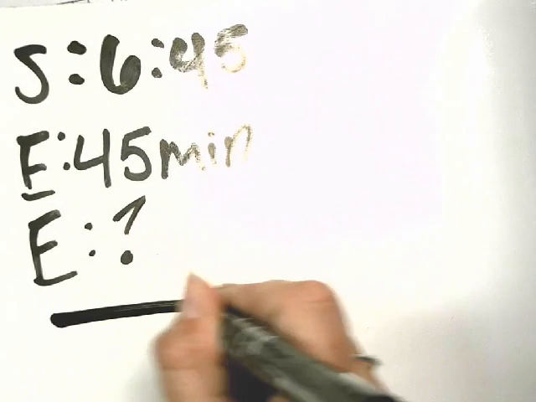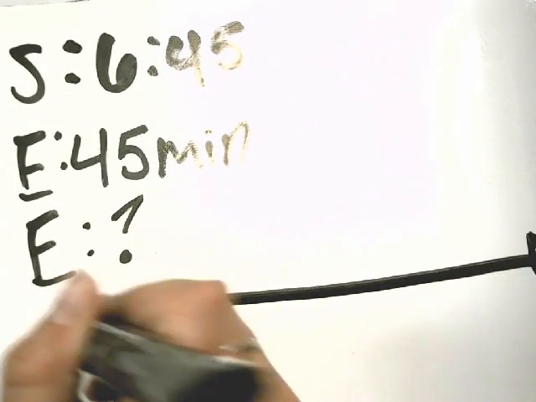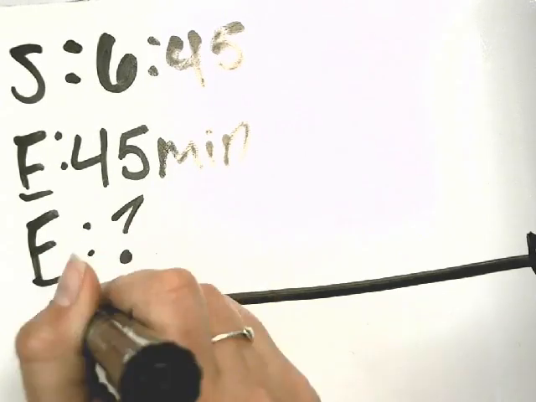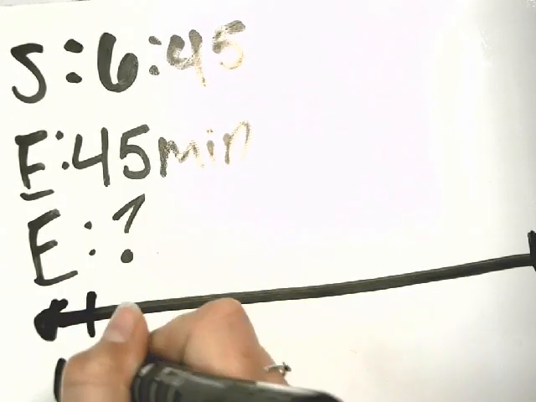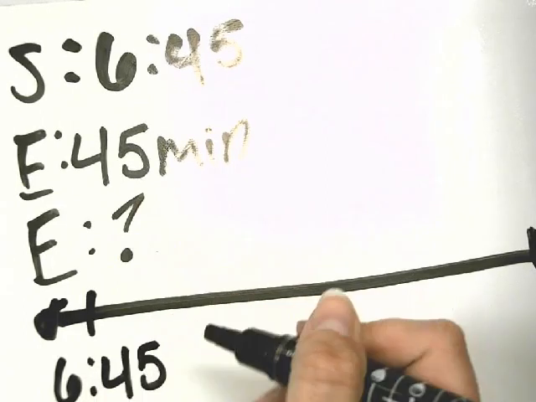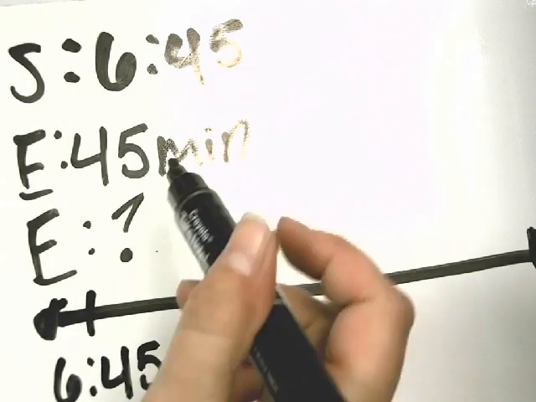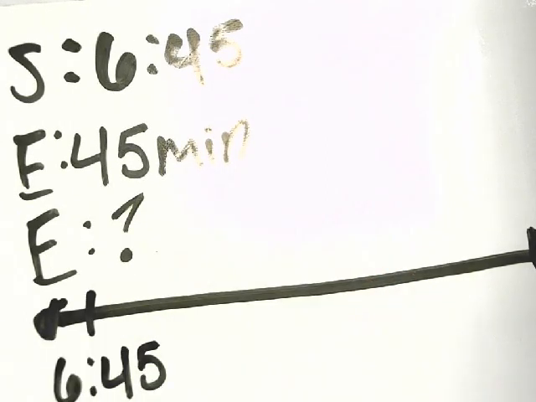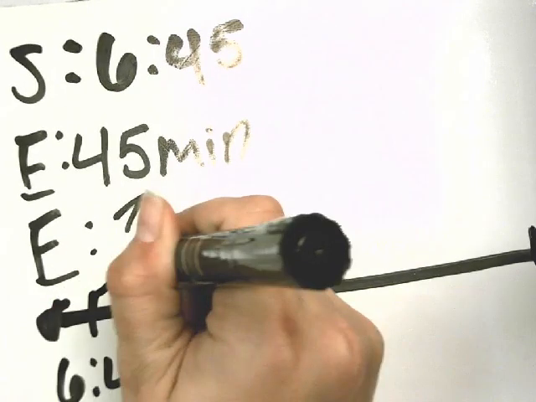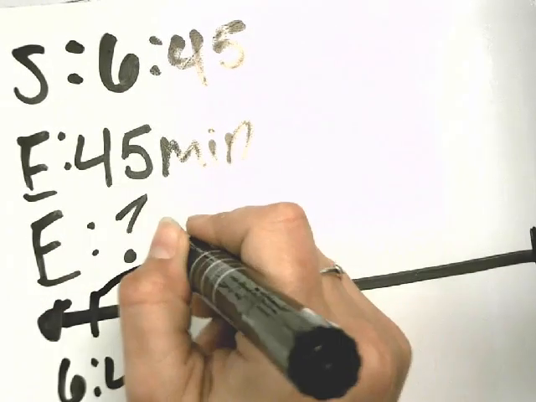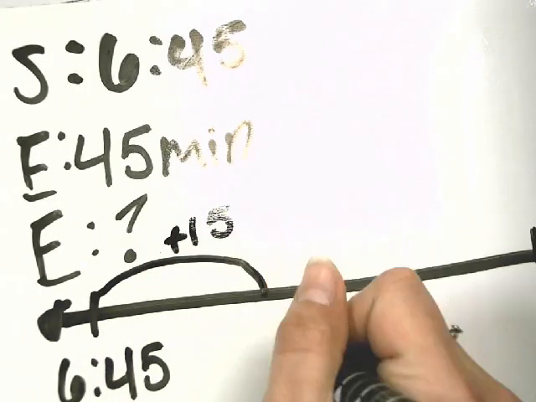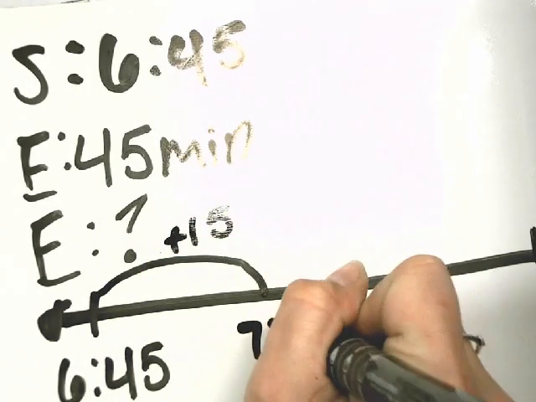That's what we're finding. So what I do is I tell the kids to make a number line. I'm going to start my number line with my start time at 6:45. And then the kids can decompose their 45 minutes into whatever makes more sense for them. So for me personally, I know that if I add 15 minutes, I'm going to get to 7 o'clock, and I like 7 o'clock because that's a friendly number. So I'm going to add 15 minutes to get to 7 o'clock.